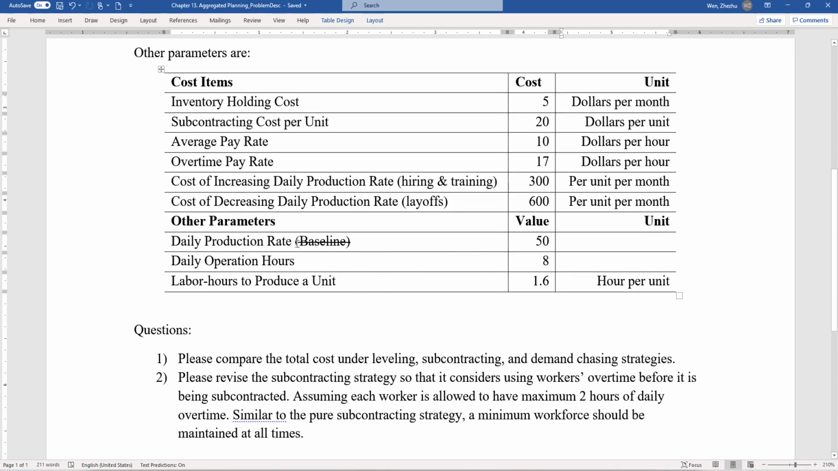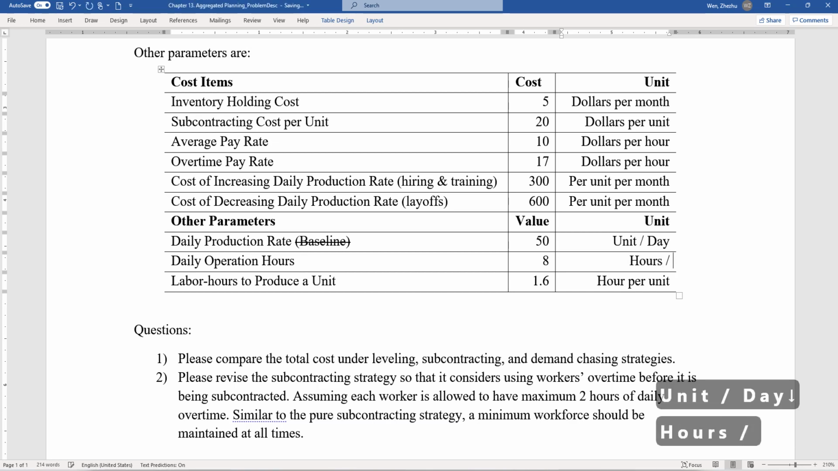It's basically the daily production rate, which is 50. I initially marked it as a baseline, but I probably don't like to label it as a baseline. But we'll see why I initially wanted to call it a baseline. Okay, and the daily production operations hour is 8 hours. So this is going to be units per day because it's the daily production rate. Daily operation hours is going to be 8 hours per day.